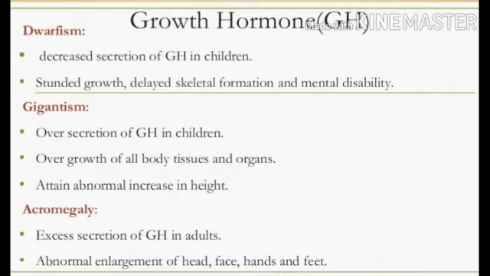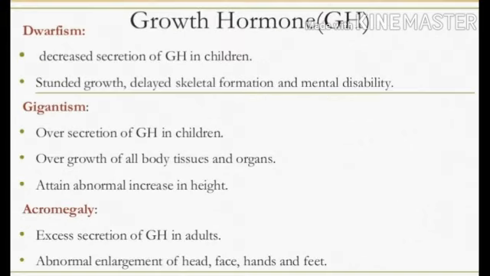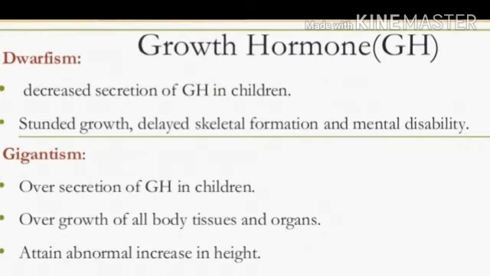So all the body tissues and organs are getting overgrowth. Hence there will be an abnormal increase in height. So height will be very high. That is gigantism. So this dwarfism and gigantism are found in children.